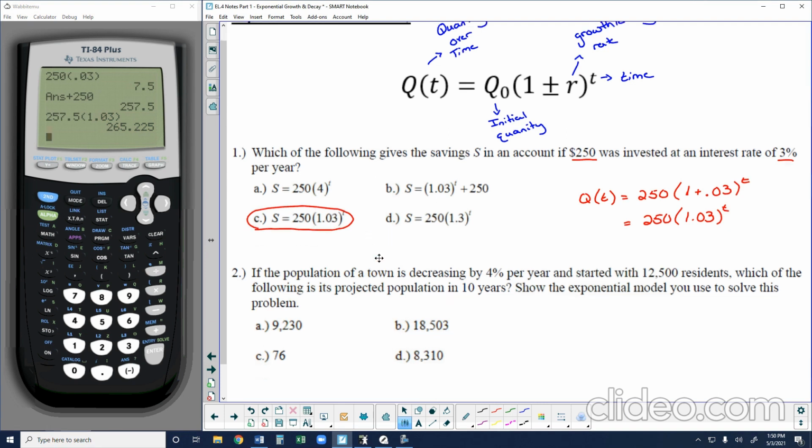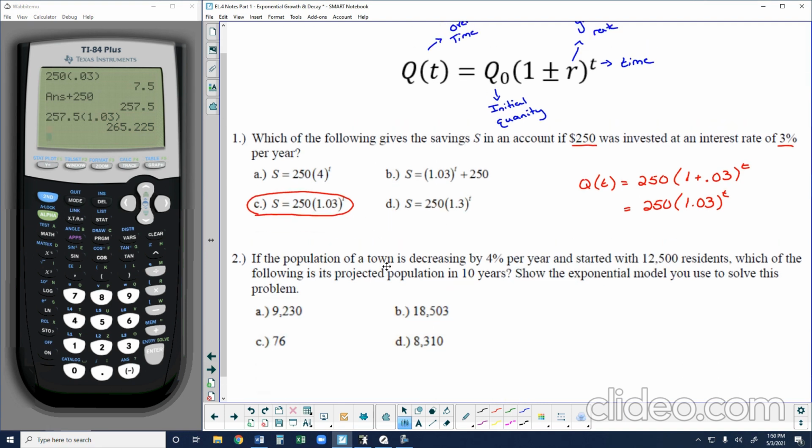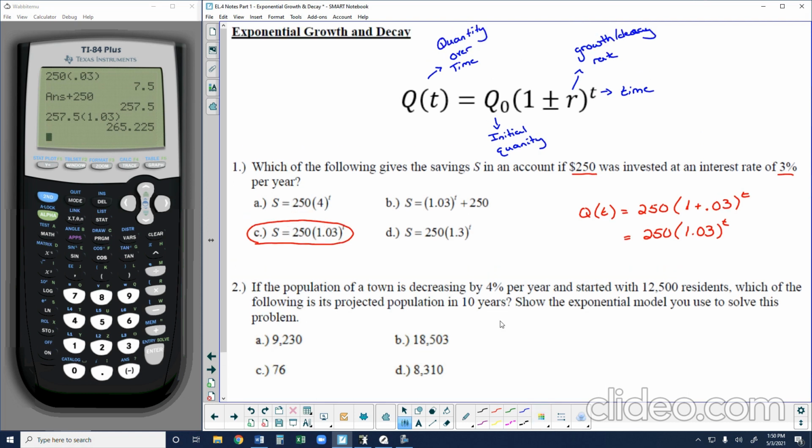In problem number 2, it says, if the population of a town is decreasing by 4% per year and started with 12,500 residents, which of the following is its projected population in 10 years? And we want to show the exponential model we used to solve the problem. So we're going to go back to this equation because each year is going to be a percent of the previous year. It is decreasing by 4% per year.